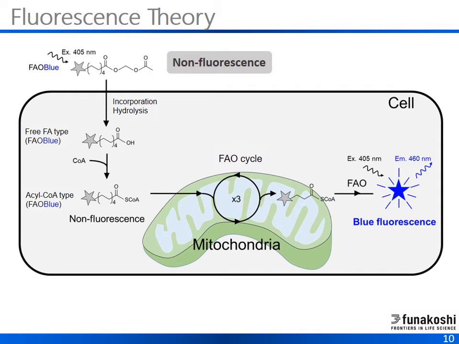This slide shows the fluorescence theory of the FaoBlue detection reagent. As I discussed in the previous slide, FaoBlue enters into cells and after hydrolysis it becomes the free fatty acid type of FaoBlue. The free fatty acid type of FaoBlue is converted into the acyl-CoA type, and the acyl-CoA type or activated FaoBlue is transported into the mitochondria and incorporated into the FAO pathway.